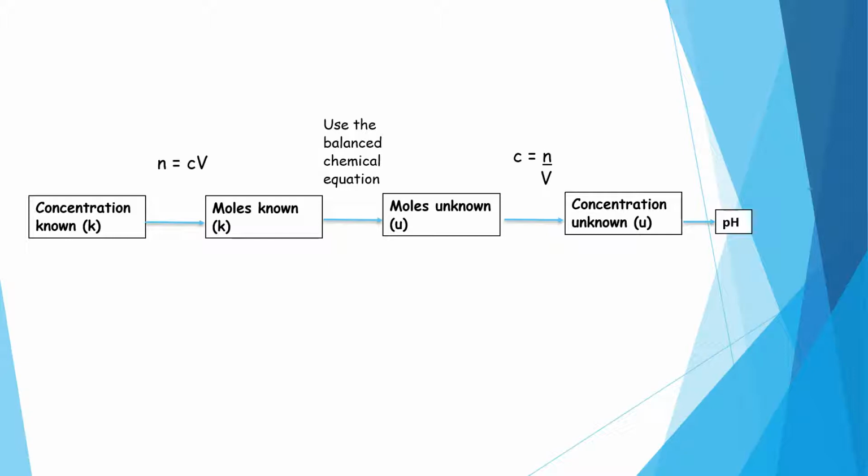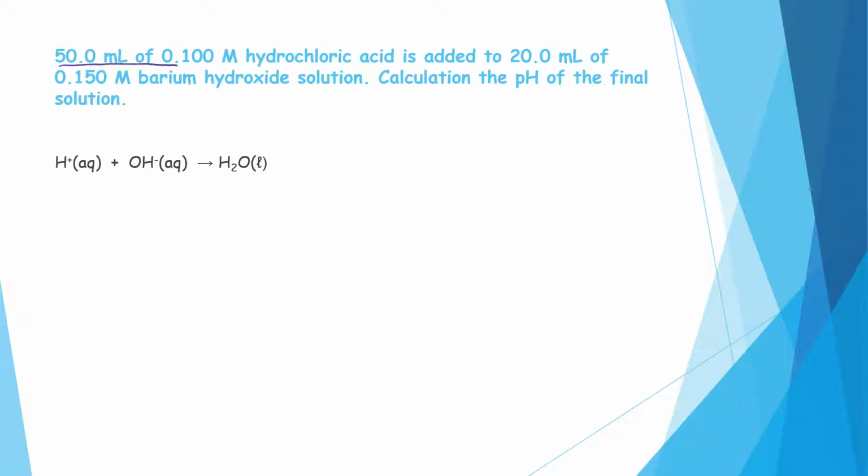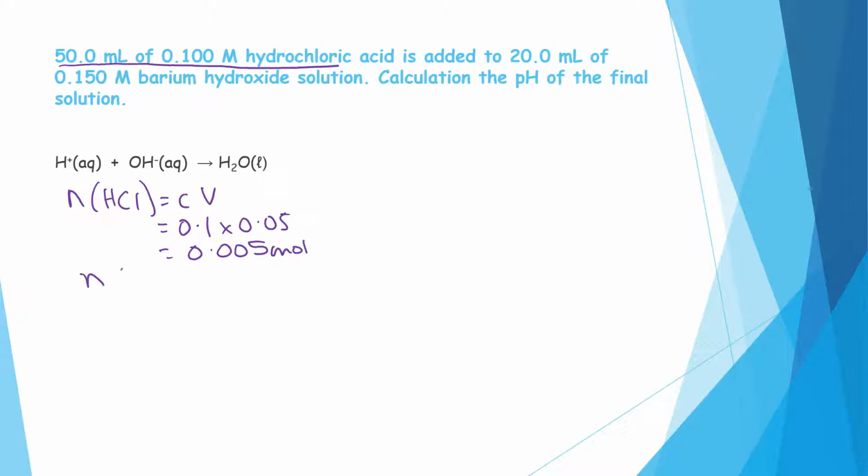Now that we've got our equation, remember we've got two knowns because it's a limiting reagent question, and we're going to find the moles using n equals CV. From there we can find the limiting reagent. So number of moles of HCl is equal to CV, which is 0.1 times 0.05, which is 0.005 moles. So the number of moles of hydrogen ions is the same.